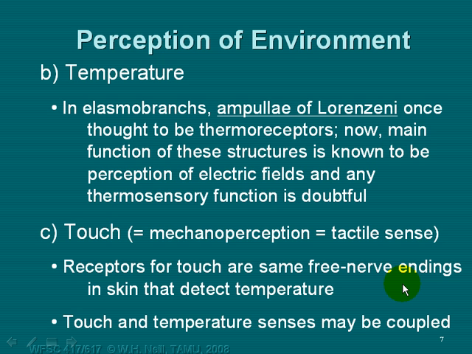So, in elasmobranchs and sharks, there are these devices called ampullae of Lorenzini that originally people thought were thermoreceptors, but I think that the evidence has mounted to the point where they're now considered to be primarily devices that perceive electric field distortion. And if they have any thermal sensory function, it's probably peripheral or secondary to their detection of thermal fields.